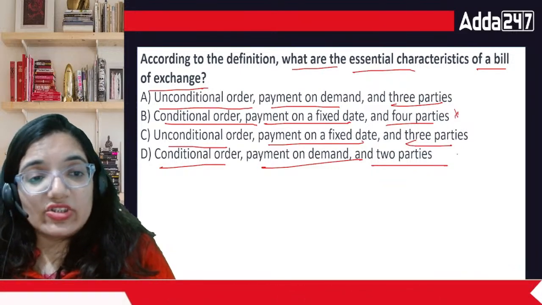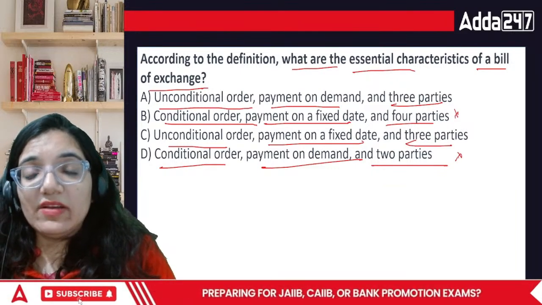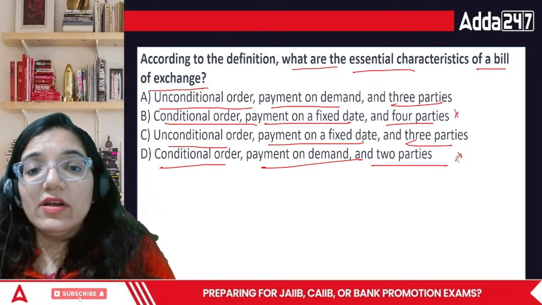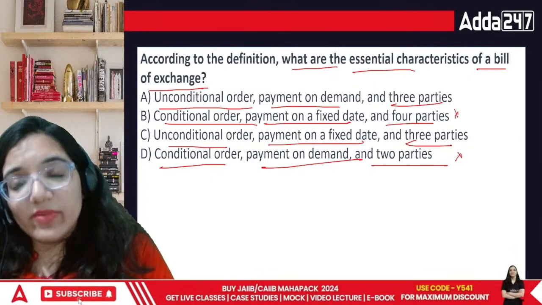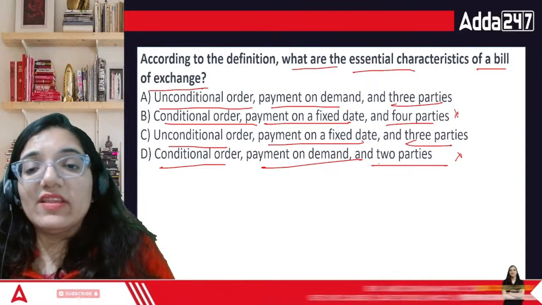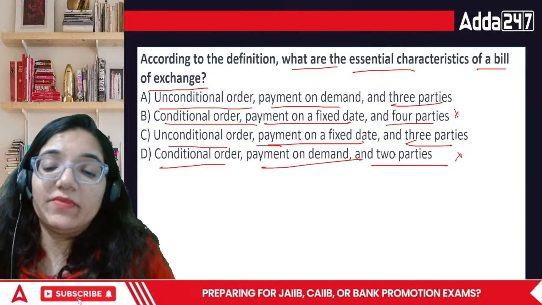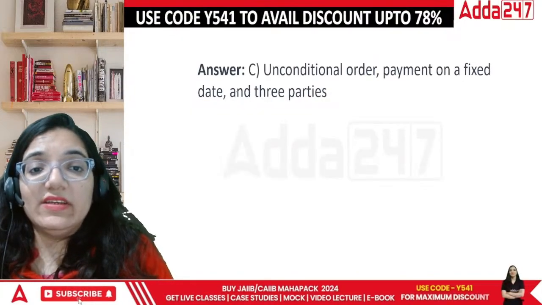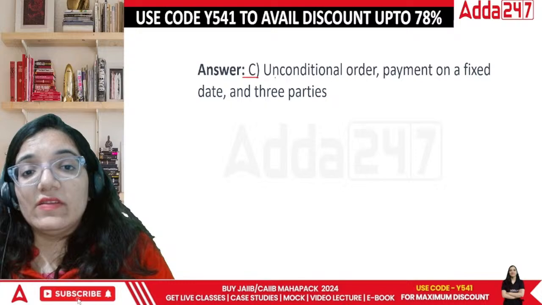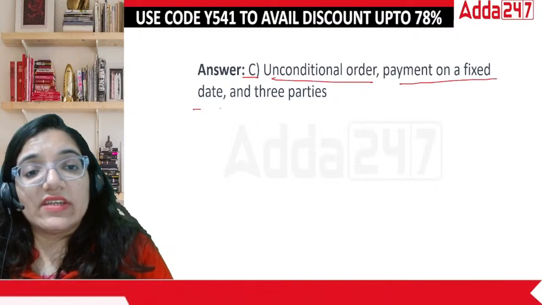There's an unconditional order, and then payment is normally on a specific date. There are bills payable on demand as well, but normally there's a fixed date and there are three parties: drawer, drawee, payee. So in this case, the correct answer would be C: unconditional order, payment on a fixed date, and three parties.